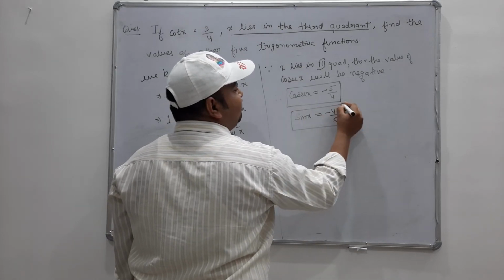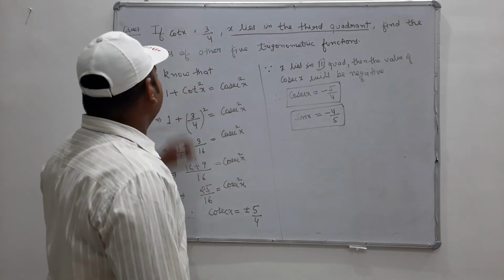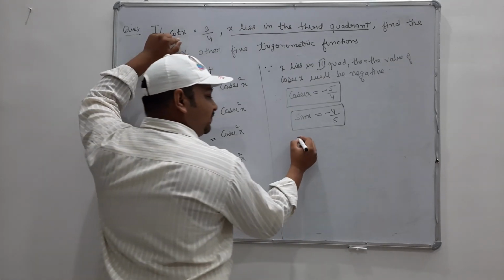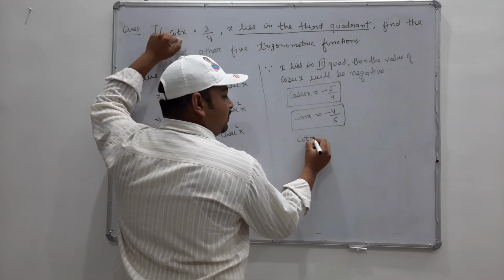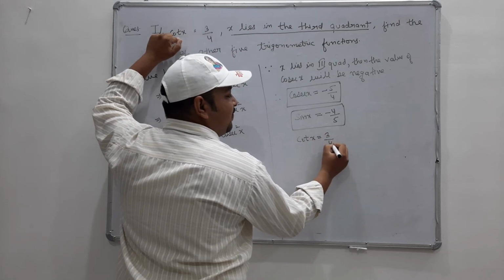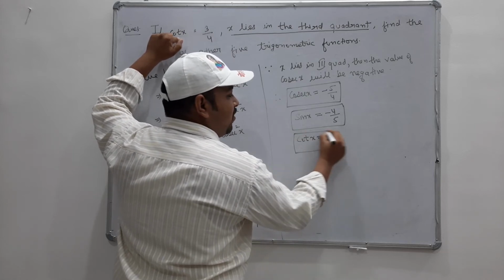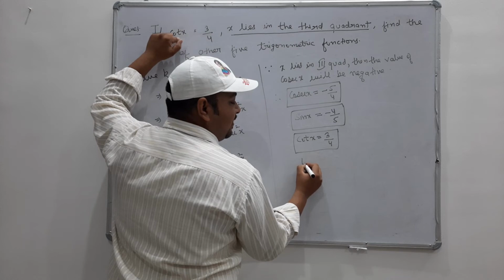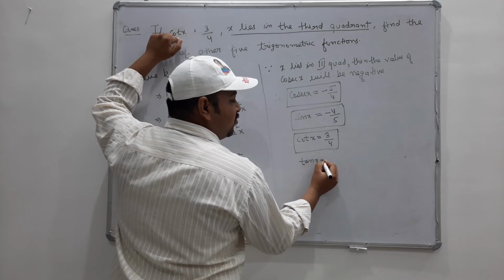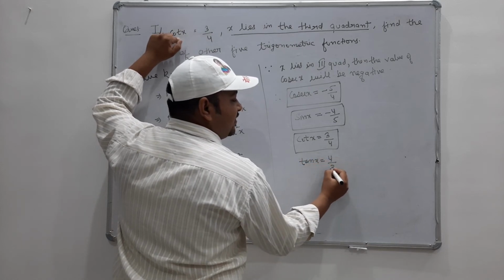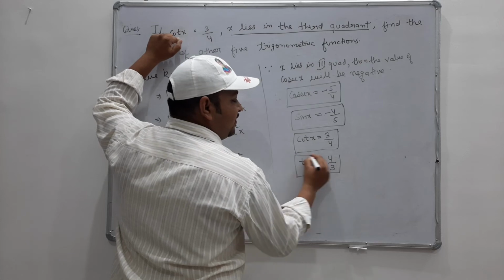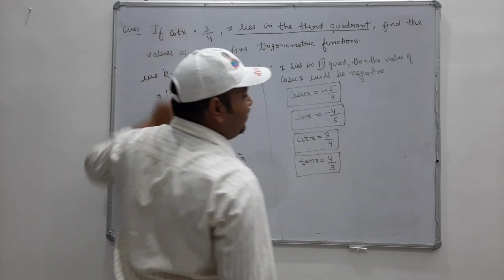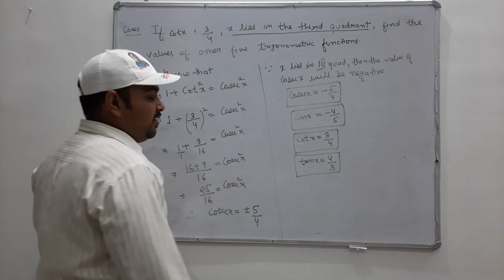Is that clear? In the question, cot x is given, and the reciprocal of cot x is tan x. So, the value of tan x is 4 by 3. Okay?